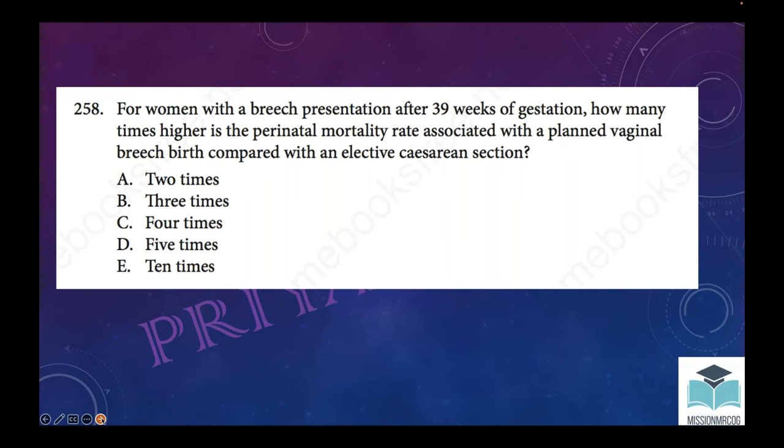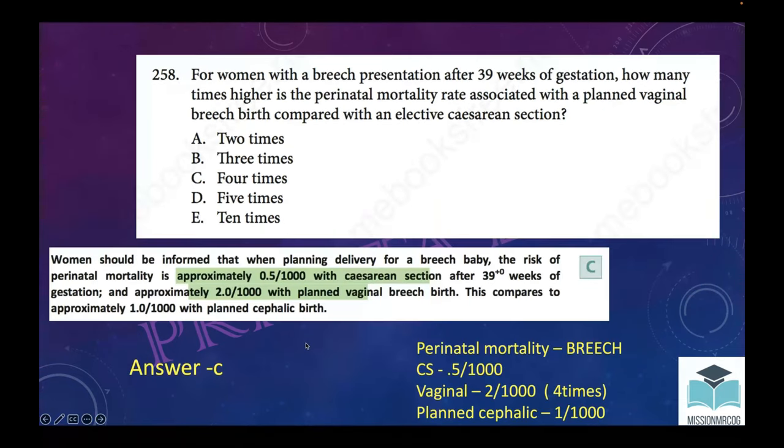Four times. In vaginal birth, it is 2 per 1000. In cesarean section, it is 0.5 per 1000. So, it is 4 times.